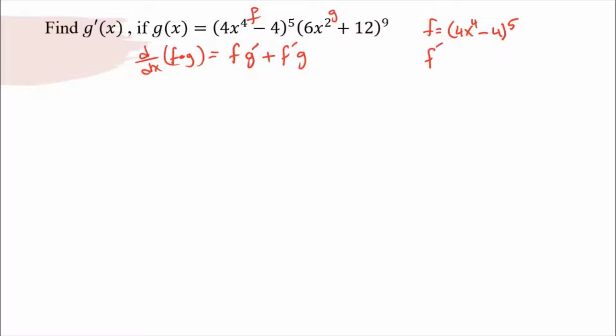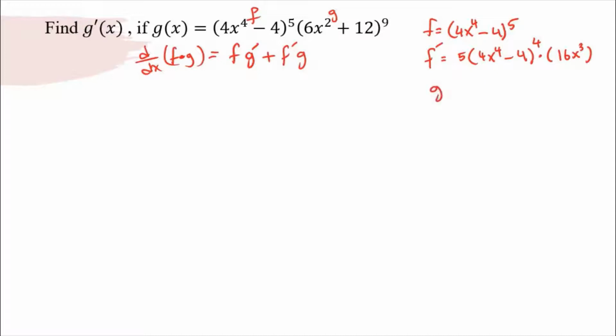That will give us f prime is equal to, we're going to use the chain rule here similar to the previous example. So we will have 5 times (4x to the fourth power minus 4) intact to the 5 minus 1, which is 4, times the derivative of the inner function. In this case, it is 16x cubed. So that is f prime of x.